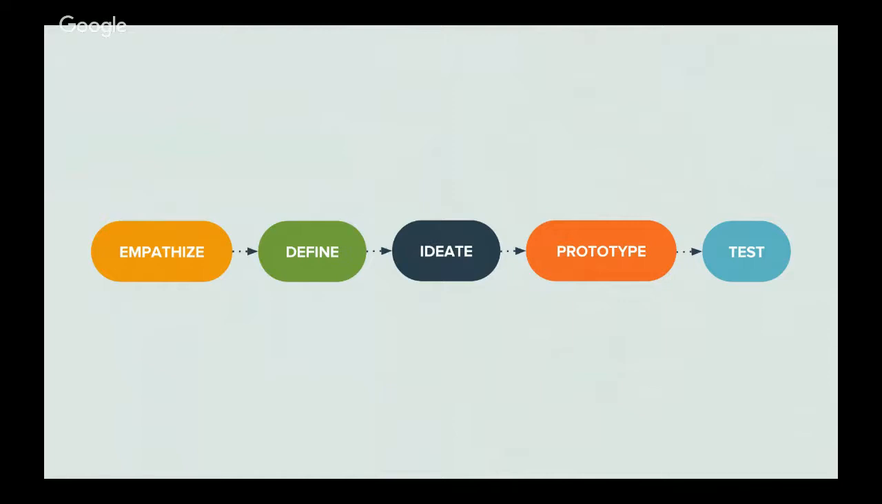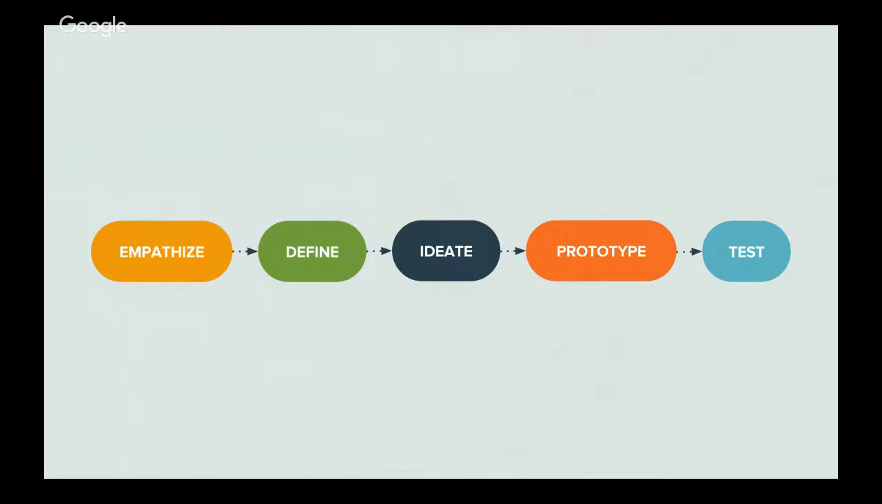Then you take everything you learn from the empathy phase and you move into definition. This is where you synthesize the empathy work and come up with a point of view or a problem set that you're addressing for the user. Essentially, you define your design challenge here. The third step is ideate.